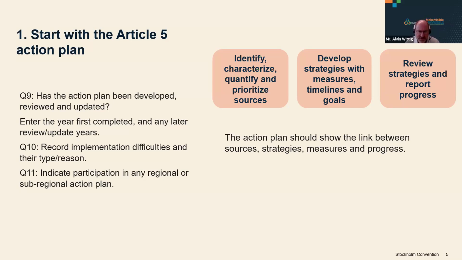So the key point here is consistency. For example, if a party reports that no action plan has been developed, then the answer about difficulties in implementing the action plan should be checked carefully, because we sometimes see some errors or maybe some confusion around that. And remember that there's a comments field that can be used to explain what the actual national situation is, for example.